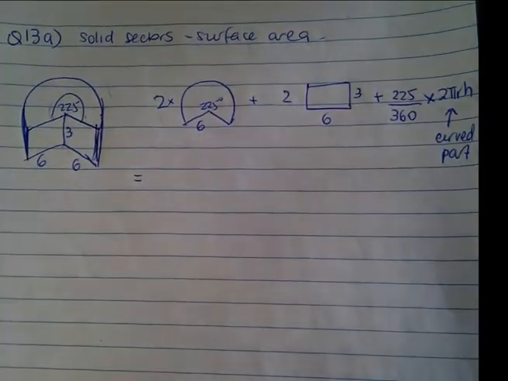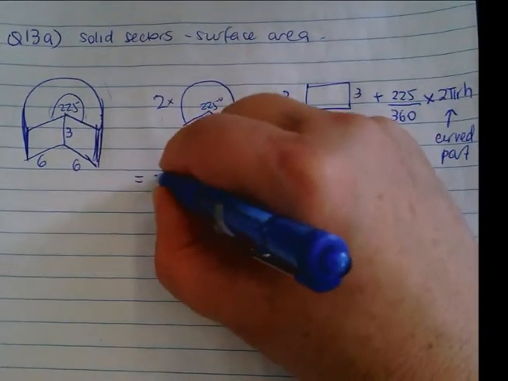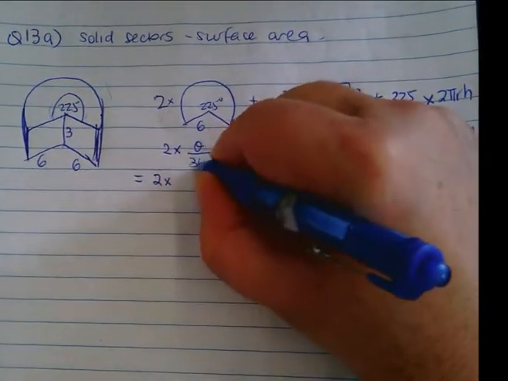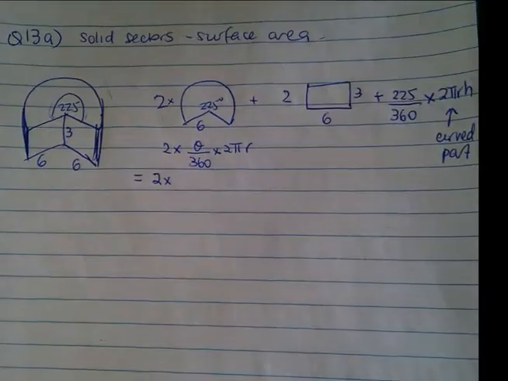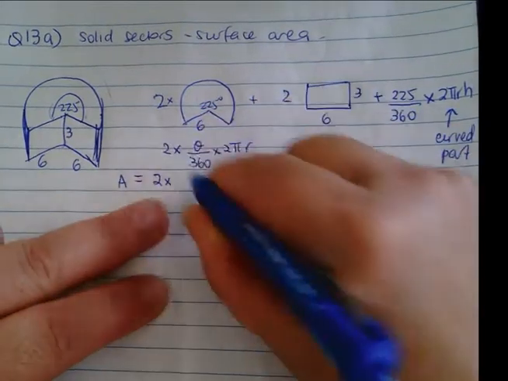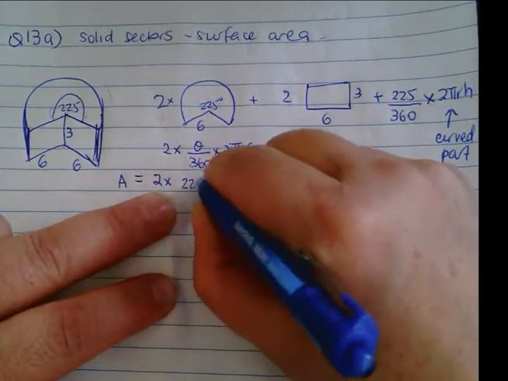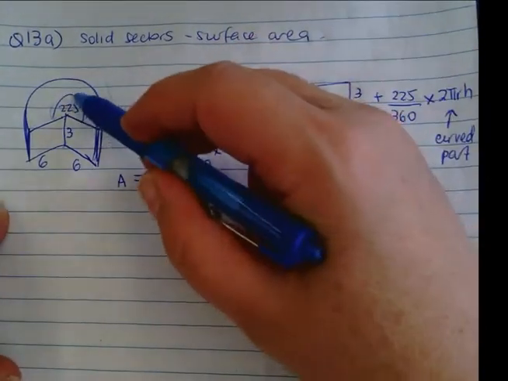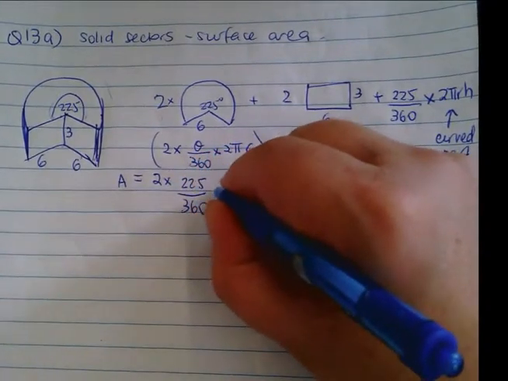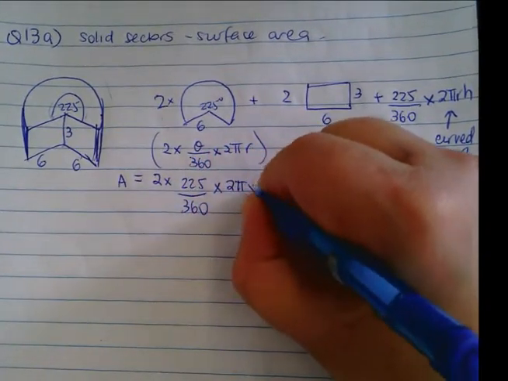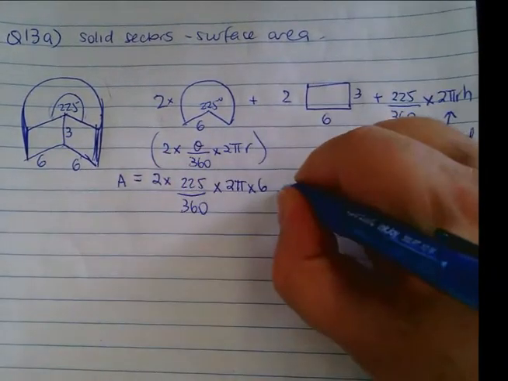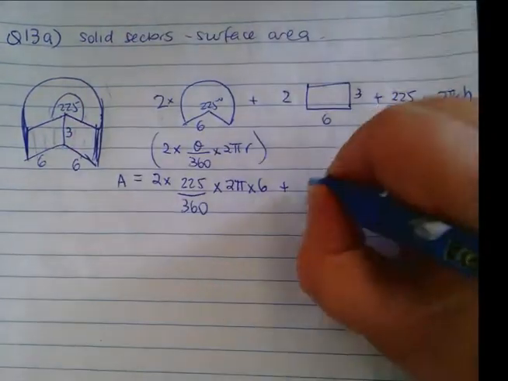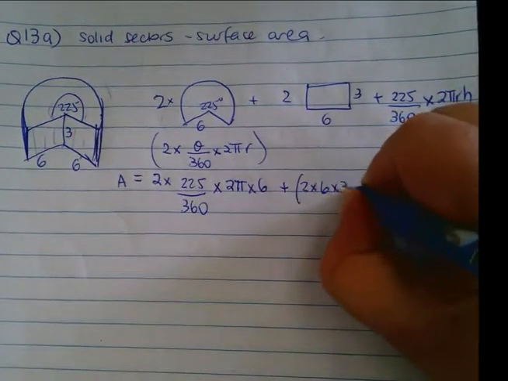So let's set up our formulas. We've got two sectors like that. So 2 times, now the area of a sector is theta out of 360 times 2 pi r. That's how we find the area of a sector. So our area is going to be 2 times 225 over 360. The reason we've got 2 is that we've got 2 of these sectors, one on the top, one on the bottom. So it's 2 times 225 over 360 times 2 pi times the radius, which is 6. That's our first shape. Plus, we've got 2 of these rectangles at the front here. So I've got 2 times 6 times 3.